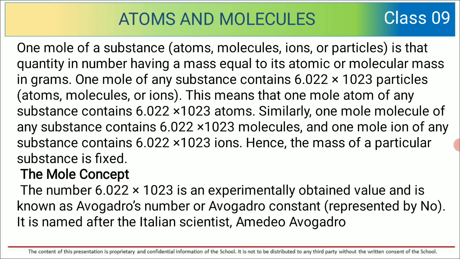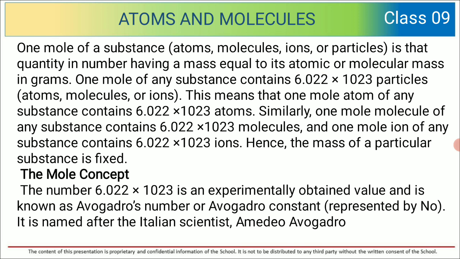1 mole of a substance, which can be atom, molecule or ion, is that quantity in number having a mass equal to its atomic or molecular mass. This means that 1 mole of any substance contains 6.022 into 10 raised to 23 particles. Hence, the mass of a particular substance is fixed.